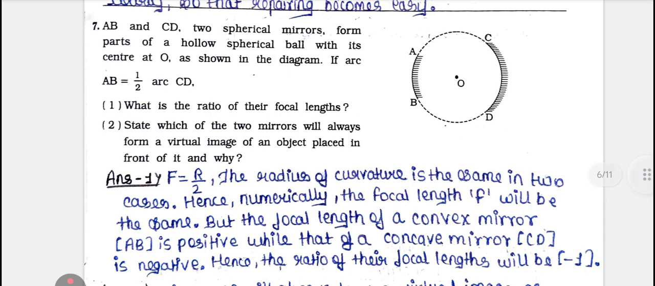Look, here a diagram is given, then the question is given. AB and CD are two spherical mirrors forming parts of a hollow spherical ball with its center at O, and arc AB is equal to 1/2 arc CD. So what is the first question written? What is the ratio of their focal lengths?